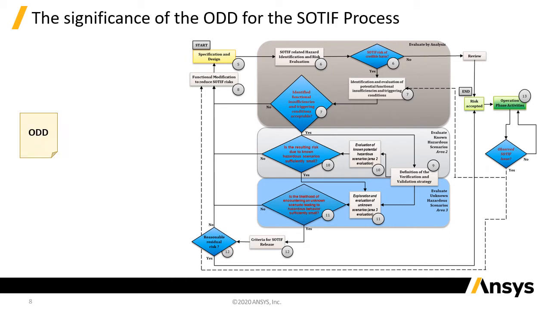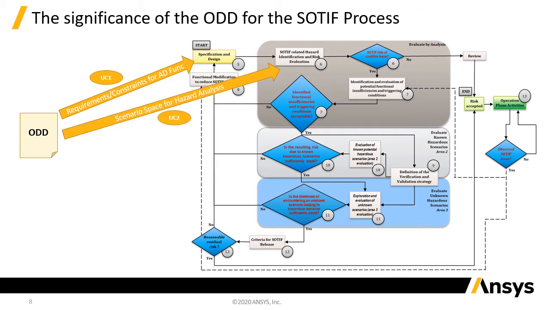So how can an ODD come in here? I have a couple of use cases to discuss with you. First one is, of course, the ODD provides requirements and constraints on which the AD function is developed. So it mainly addresses the development of the function itself, the yellow box here. Use case number two, hazard identification has to be carried out in a systematic manner, and to do so you need a situation catalog, and this situation catalog can be filled by the description and ontology of the ODD you are using.